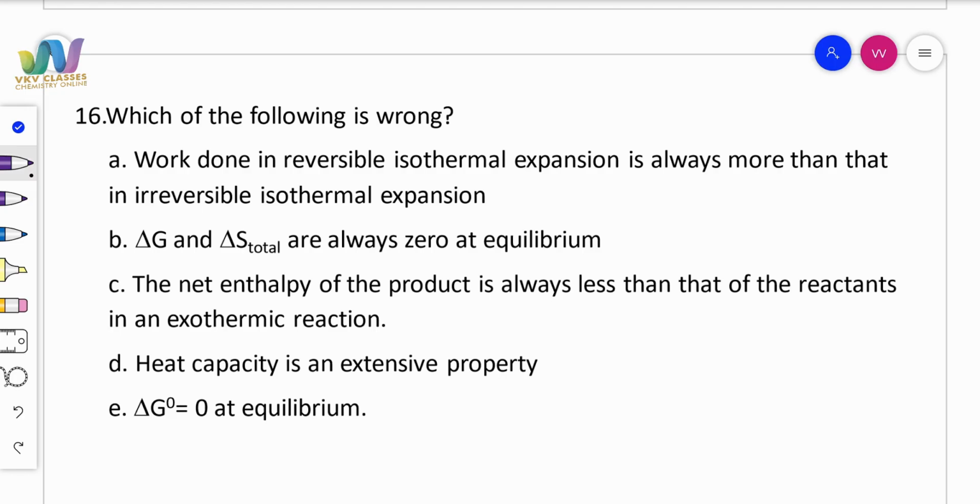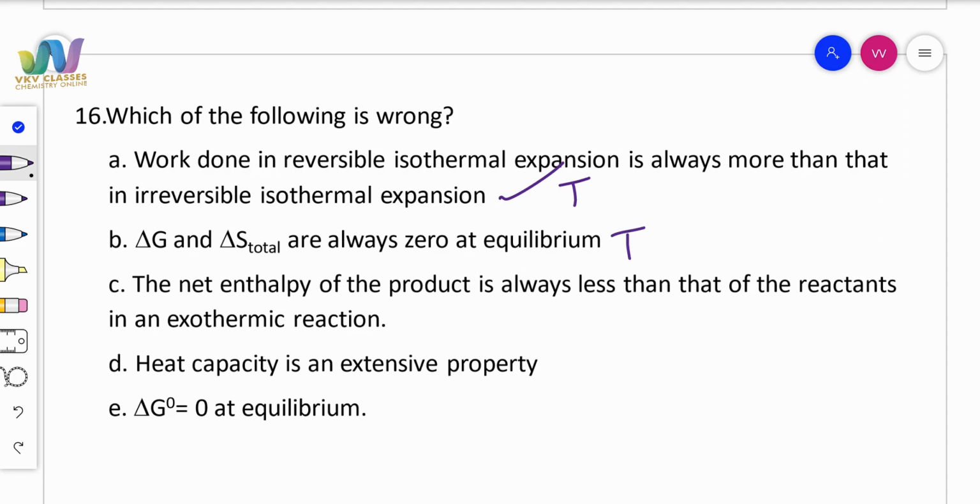Which of the following is wrong? Work done in a reversible isothermal expansion is always more than in an irreversible isothermal expansion. So this is a true statement. Delta G and delta S total are always zero at equilibrium. This also is a true statement.